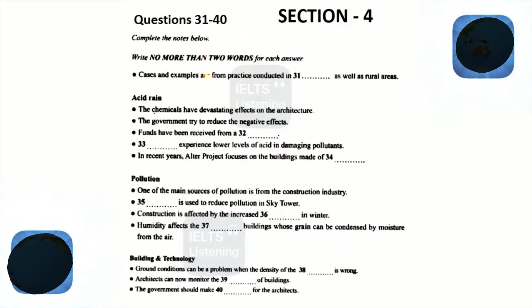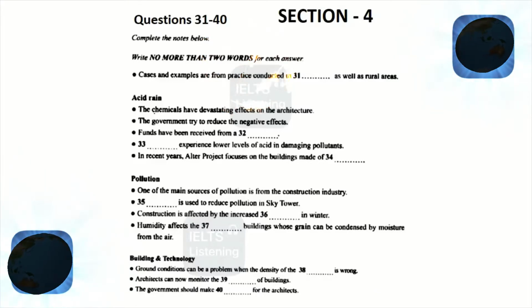Throughout this lecture series, we will be looking at the latest research into climatic design carried out by experts in the field, in addition to case studies and examples drawn from modernist practice, both in cities and rural areas.